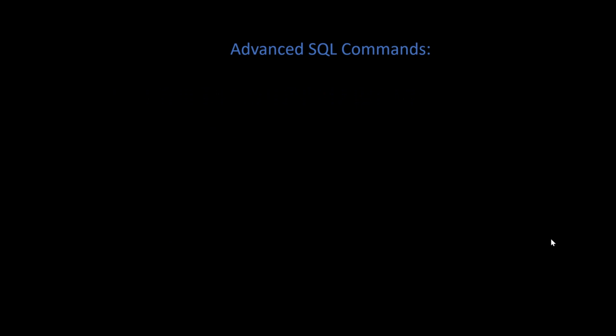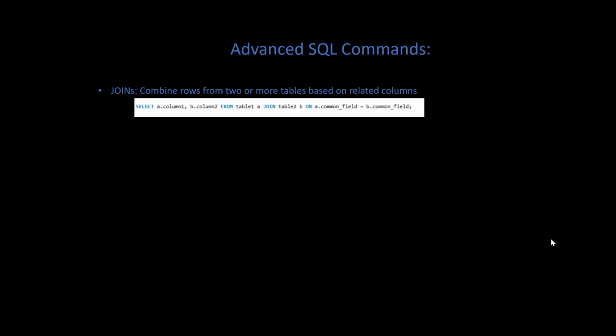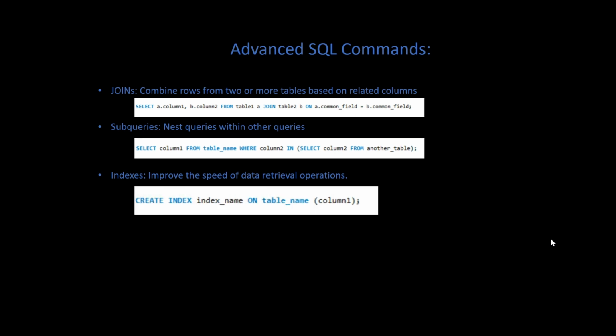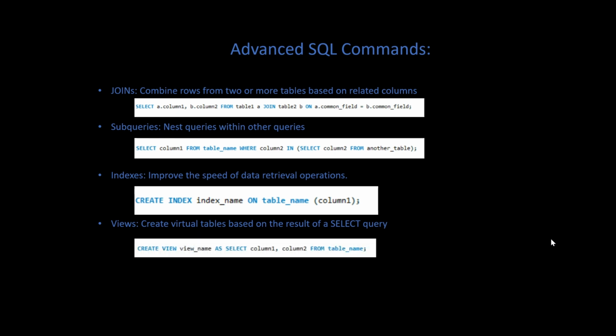Now let us look at some advanced SQL commands. Join: this command is used to combine rows from two or more tables based on related columns. Example will be like this. Subqueries: these nest queries within another query. Syntax will be like this. Indexes: they improve the speed of data retrieval operations. It looks like this. Views: it creates a virtual table based on the result of a select query. The syntax will be like this.